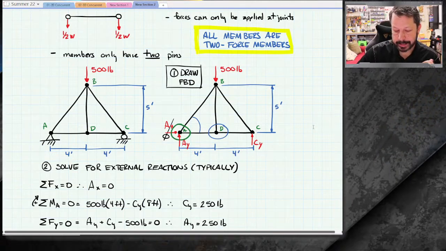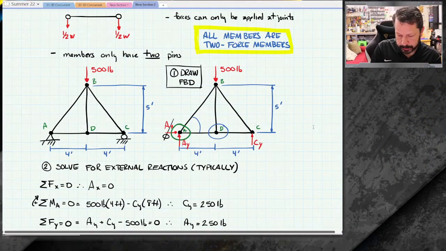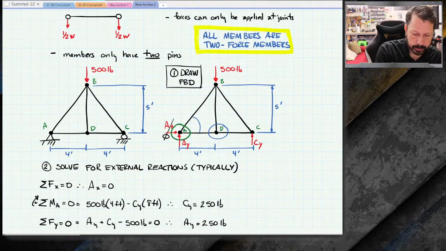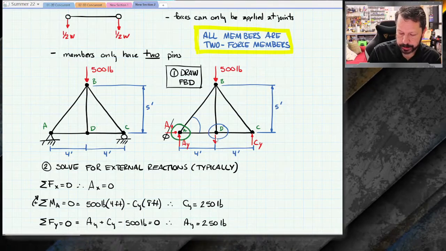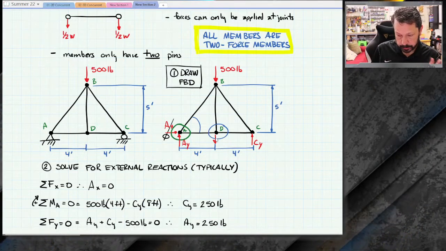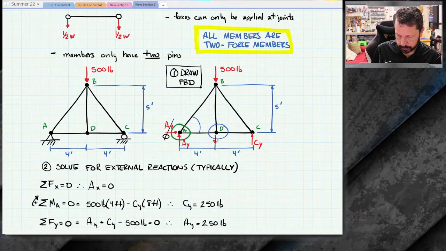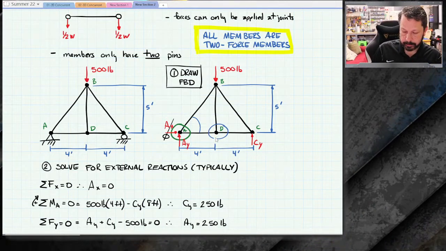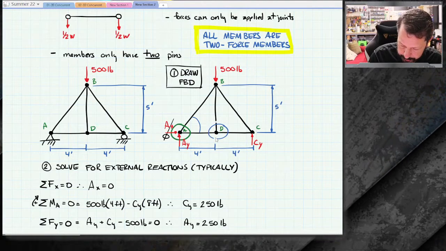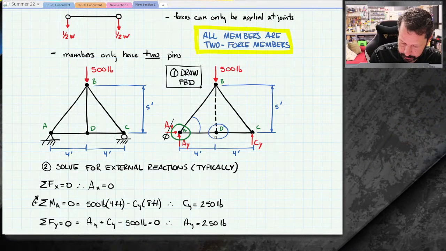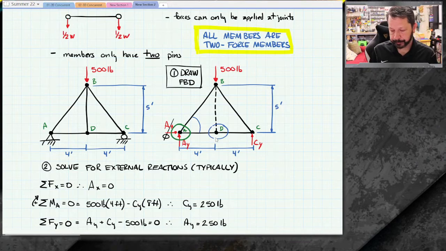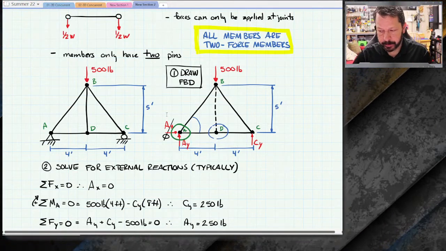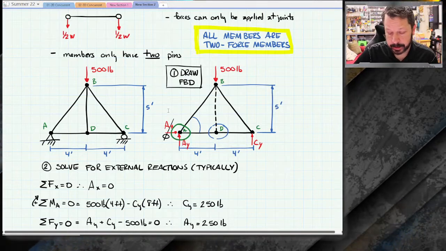So essentially, as long as we keep everything the same, we don't move the 500 pounds, or we don't add some more force to it, because then it changes things. But if we don't do that, then, why can't I erase it? There we go. Then member BD could kind of be thought of as not even being there under this scenario. So that could be helpful if you could identify those just by looking at the truss.